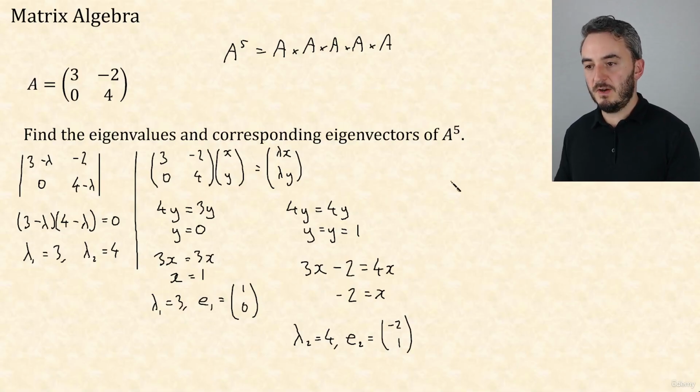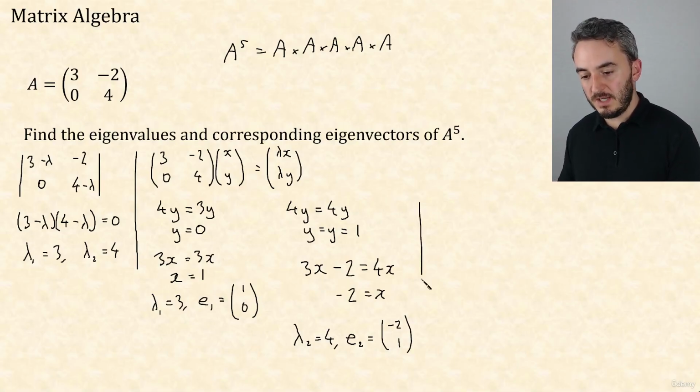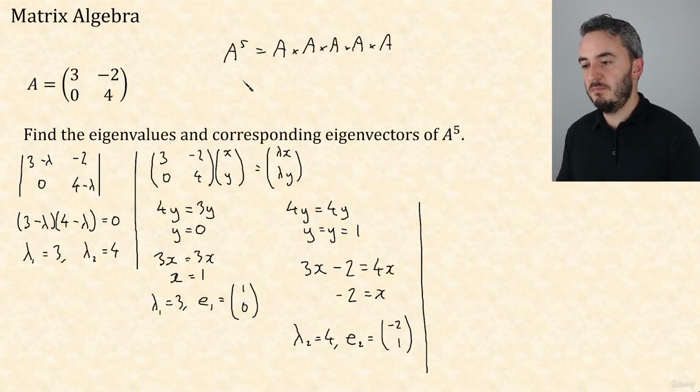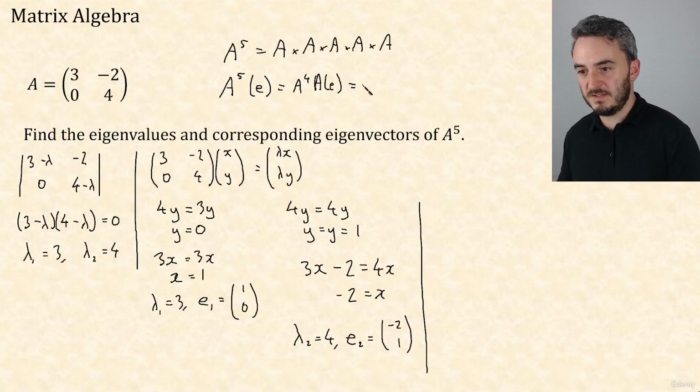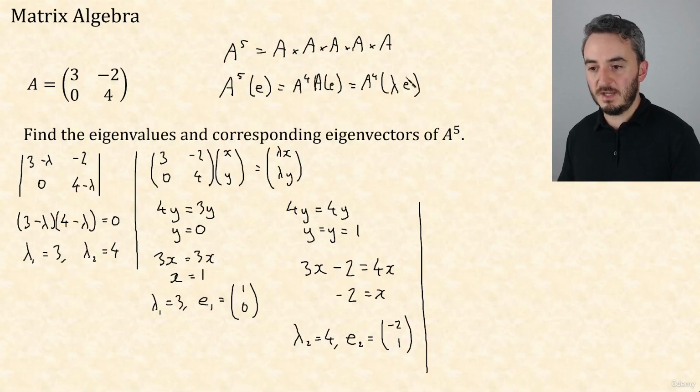What does that mean for A to the 5? Well, it means that the eigenvalues of A to the 5 are just 3 to the 5 and 4 to the 5, but it will have the same eigenvectors. It must have the same eigenvector because I know that A to the 5 of some eigenvector E is just A to the 4 times A of E, which is A to the 4 of lambda E. And then I do it again and again and again until I get lambda to the 5 E.